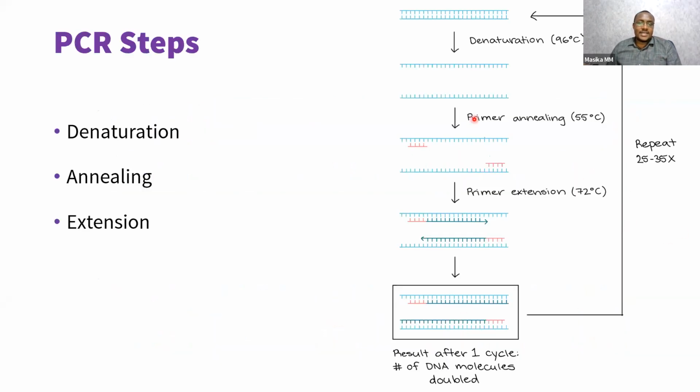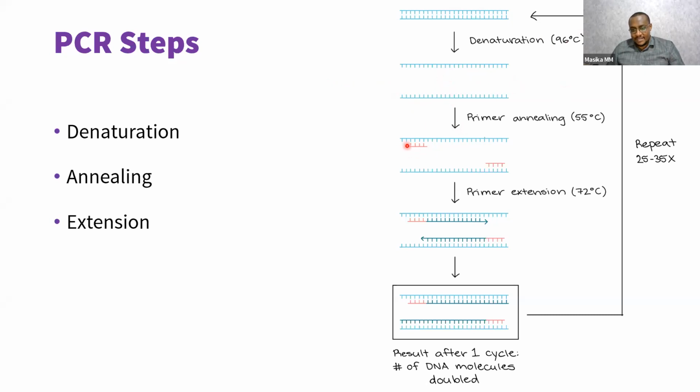This is explained now as a sequence of events in this image. We have the 3 major steps. One is denaturation, and denaturation is what you can see here. You start with a double-stranded DNA, you heat it, and it separates, and now you have 2. And then each of these will act as a template.